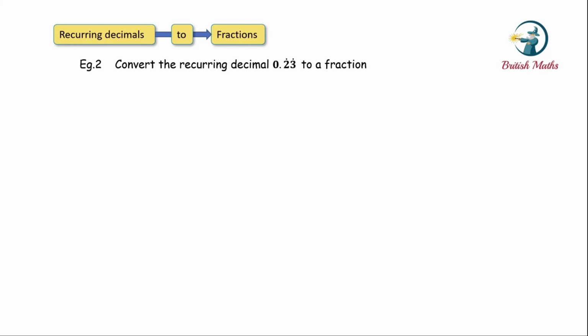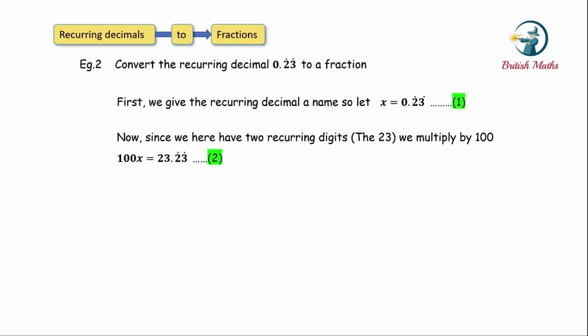Let's try. Now, as we did before, we give it a name. So let's call 0.23 recurring x. So x equals 0.23 recurring. How many digits are recurring here? Last time we only had a 3, so we multiplied by 10. But this time we have 2 digits. So we multiply by 100. On the left we'll have 100x, and on the right, if I move the decimal 2 points to the right, it becomes 23.23 recurring. Does it make sense?